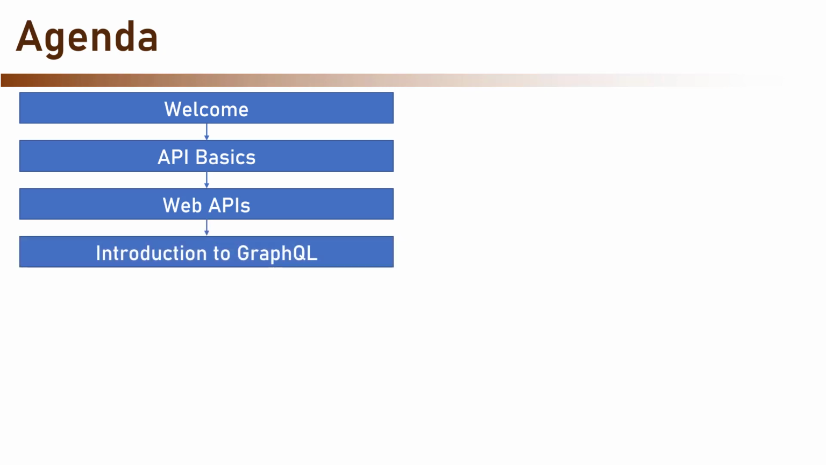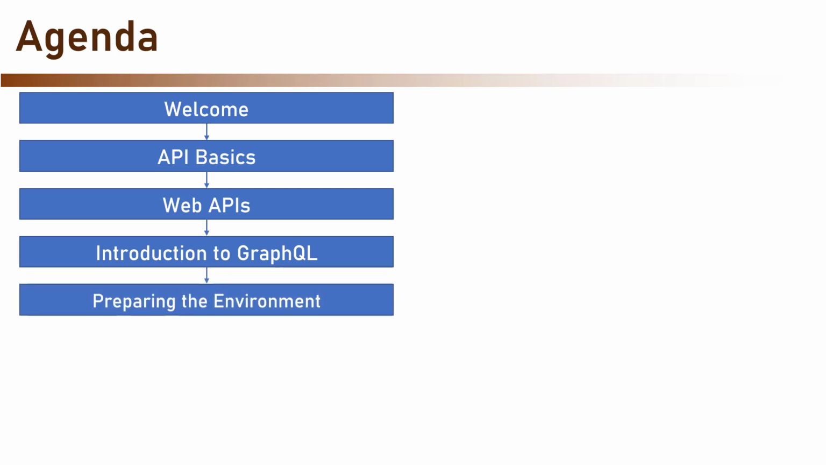Then, we will begin our GraphQL discussion. In this section, we will talk about the basics of GraphQL, why it's here, and what problems it solves. Then we will take a break from the theoretical discussion and prepare our computer for working with GraphQL. There are some installations and setups we need to do in order to develop GraphQL APIs on our machine, and this is what we will do in this section.